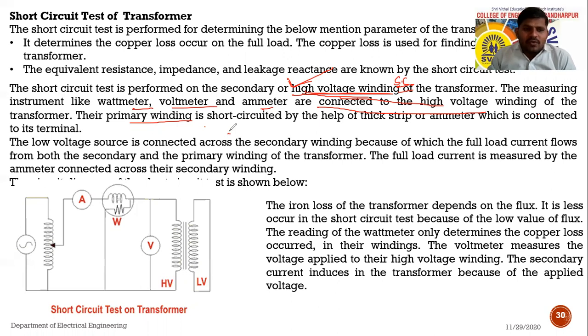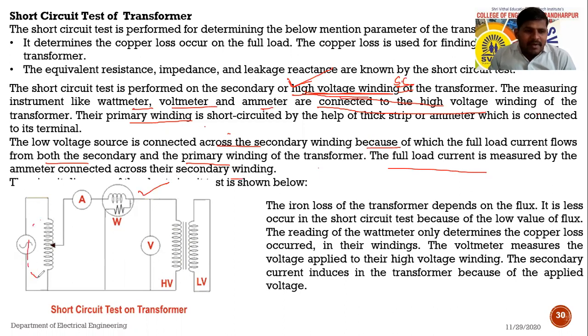The low voltage source is connected across the secondary, because of which the full load current flows from both the secondary and the primary winding of the transformer. And the full load current is measured by the ammeter across the secondary winding. So the diagram for that is shown in the figure.